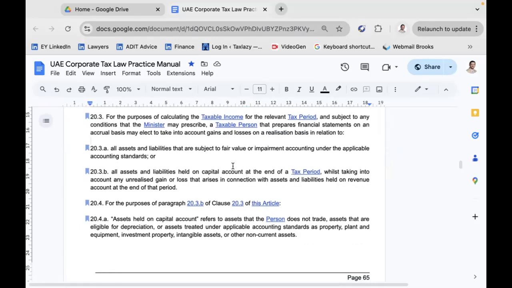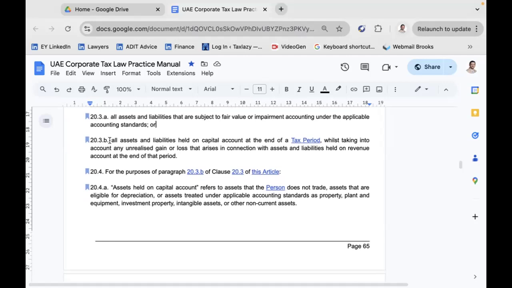Now we have to understand what two different methods or modes are available for realization basis. First mode is all assets and liabilities that are subject to fair value or impairment accounting under the applicable accounting standard. So if you are choosing realization basis, then one choice will be all assets and liabilities that are subject to fair value or impairment accounting. Clear?